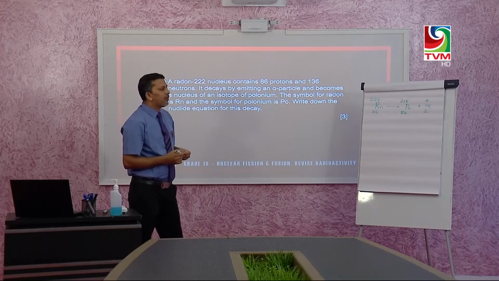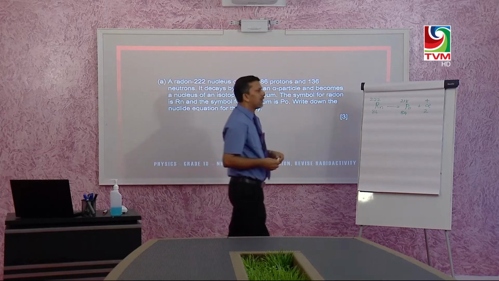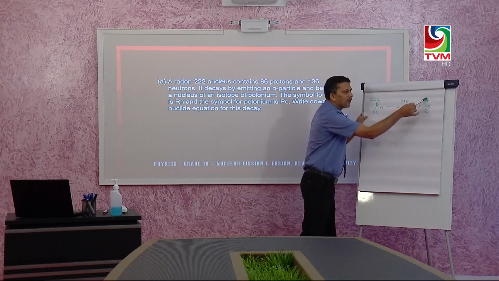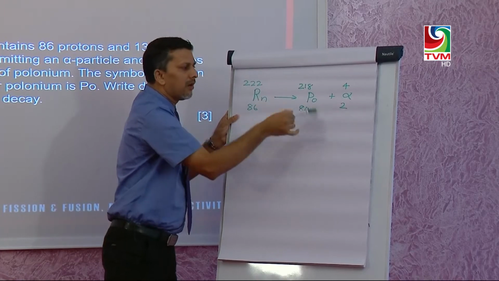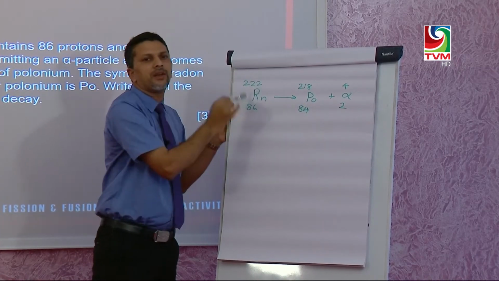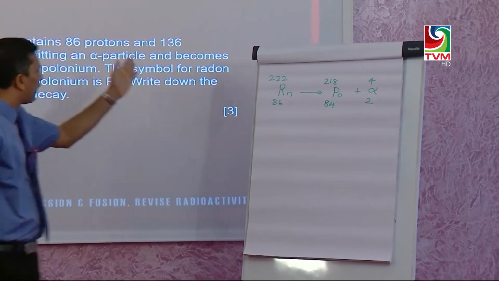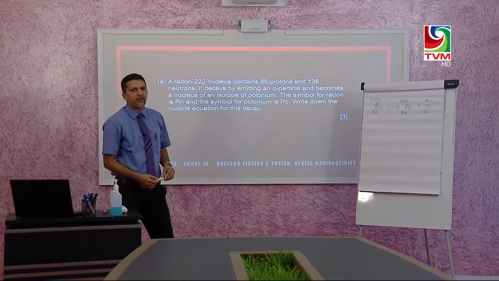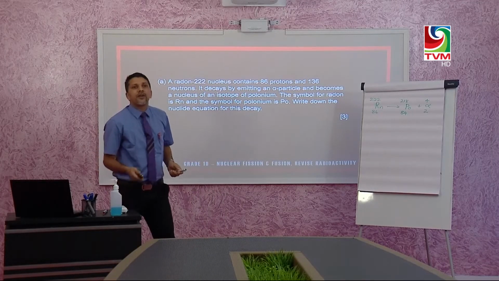While you are writing the equation, you have to be very careful. For this part you get 1 mark, and if you write this part clearly, you will get another 1 mark. Like that, 3 marks are distributed. Understand?